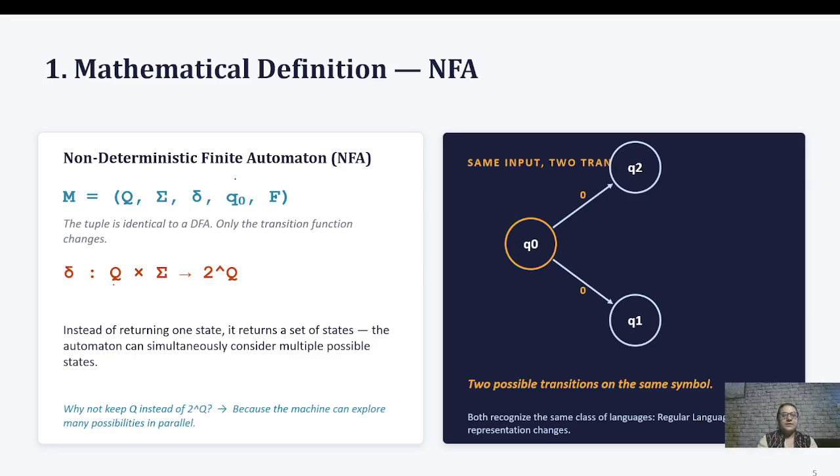So here again, if you see the demonstration, this is the initial state. Once you have the initial state, there is an arrow, q naught. For the same input 0, there is a transition to q2. For the same input 0, there is a transition from q naught to q1 as well.